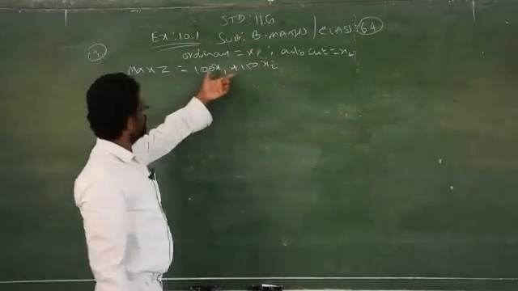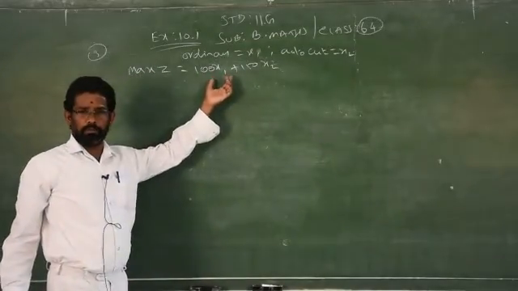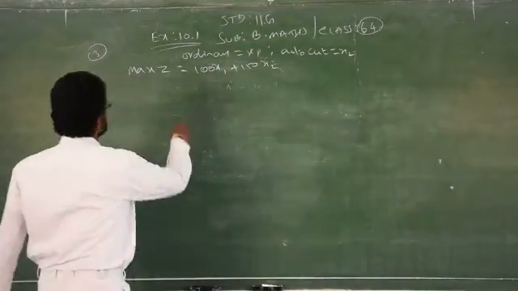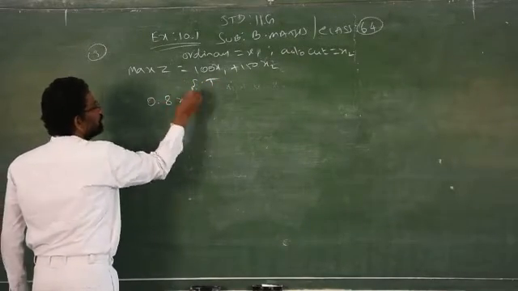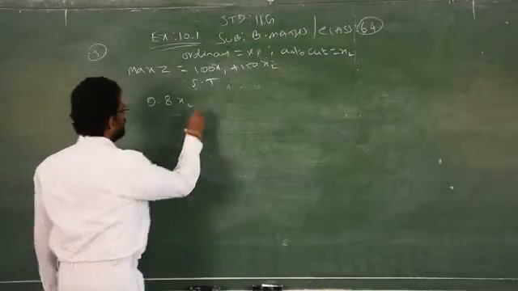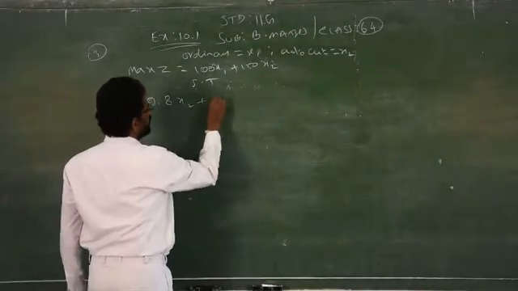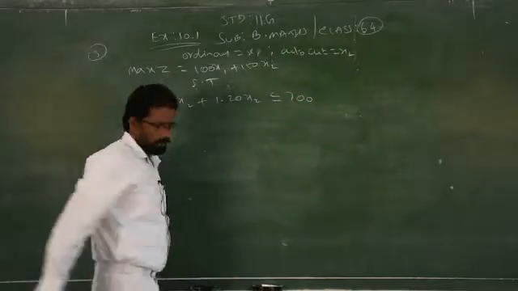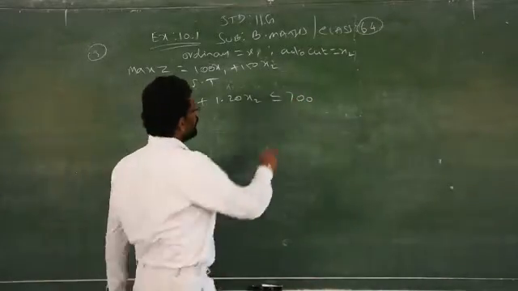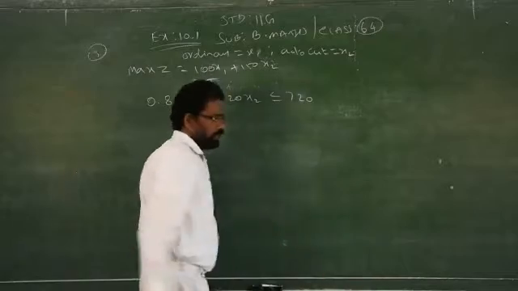Now you have to make the profit function, forming the equation with the help of the profit amount. Now, subject to the constraints: 0.8 hours to check the ordinary stabilizer, whereas for AutoCAD it is 1.20 X2. The maximum availability is how many hours? 720 hours. That's one equation.